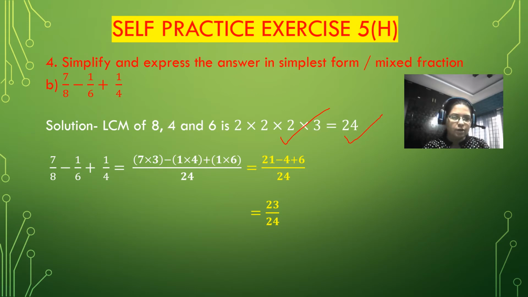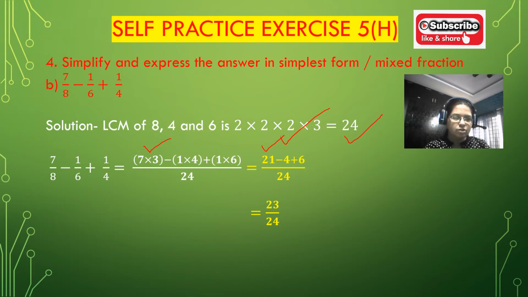Now 7 divided by 8 minus 1 divided by 6 plus 1 divided by 4 equal to, divide the LCM 24 with the denominator 8 of the fraction 7 divided by 8. 24 divided by 8 is 3. Then multiply 3 with the numerator 7. 3 multiplied with 7 is 21. Then divide the LCM 24 with the denominator 6 of the fraction 1 divided by 6. 24 divided by 6 is 4. Then multiply the number 4 with the numerator 1. 4 multiplied with 1 is 4.